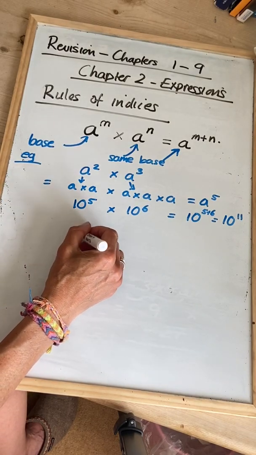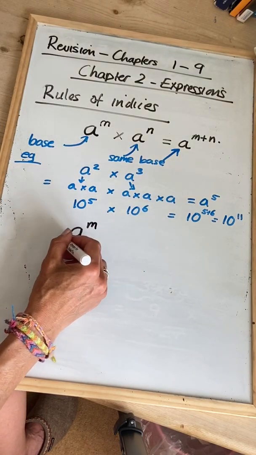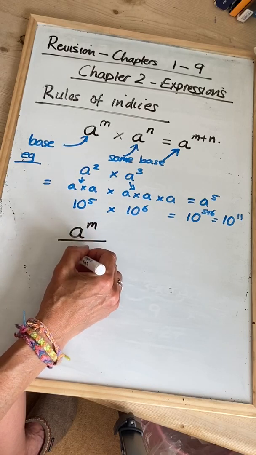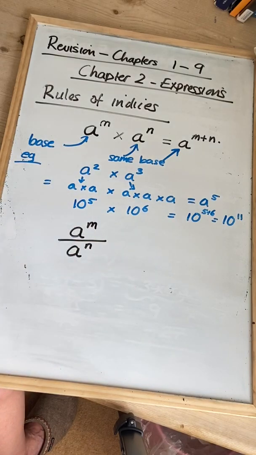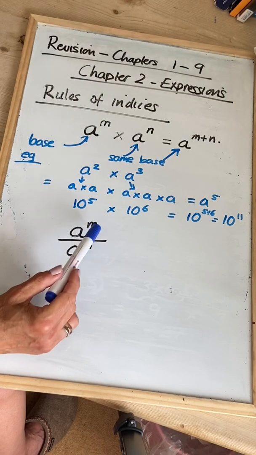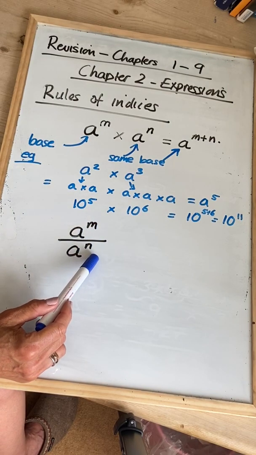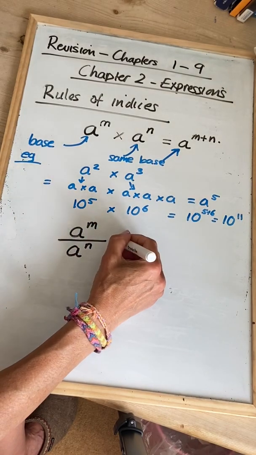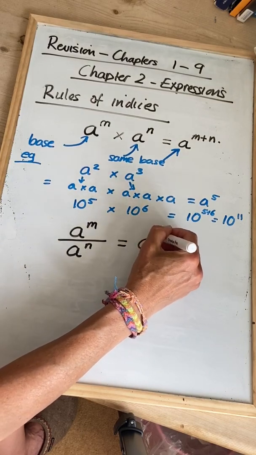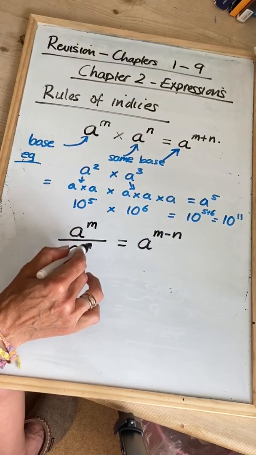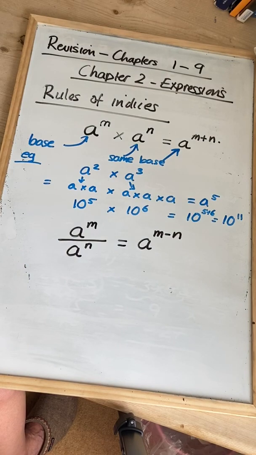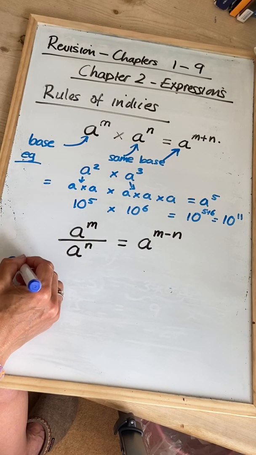Now, we can do a similar rule for division. A to the m, so again we're working with the same base. It has to be the same number that's the base. A to the m divided by a to the n, the rule for this is a to the m minus n. So the one on the top minus the one on the bottom.